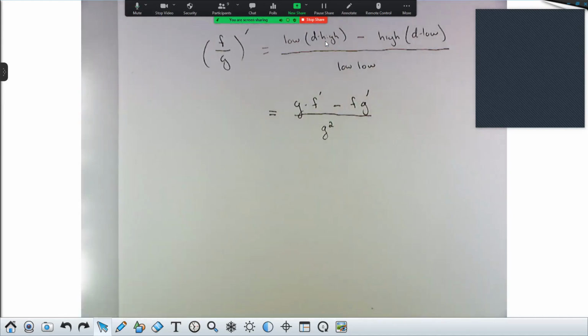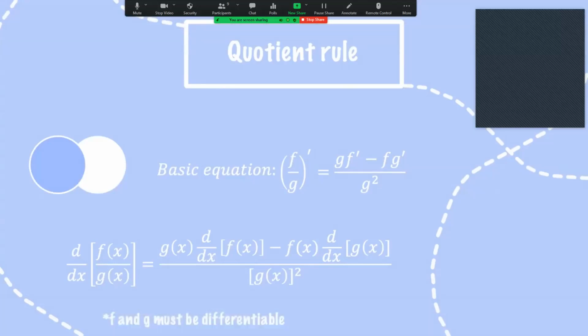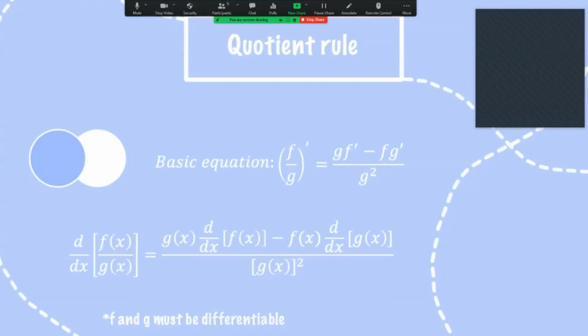If I'm honest, it's the only way I remember the damn thing. So I don't feel bad if you use this mnemonic. If it doesn't work for you, it doesn't work for you, but for some people it does. And f and g must be differentiable. I can't say that word still. Yeah, differentiable. Never mind.